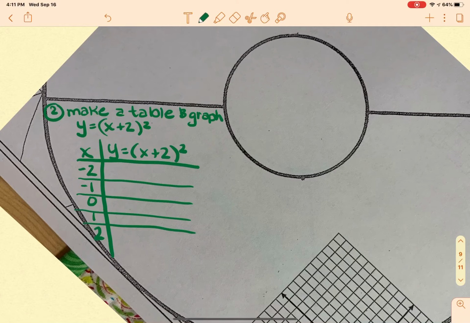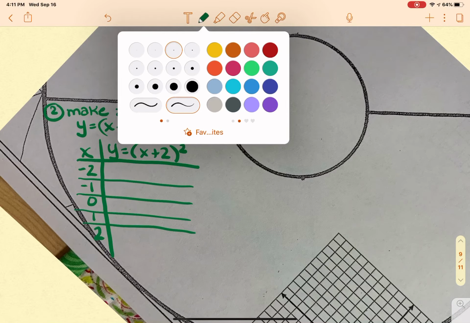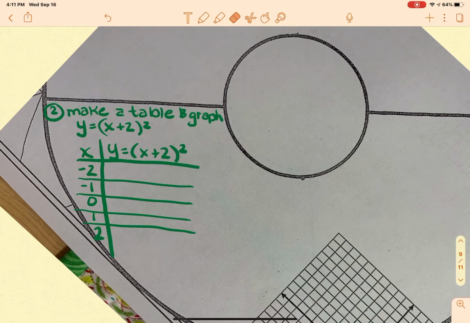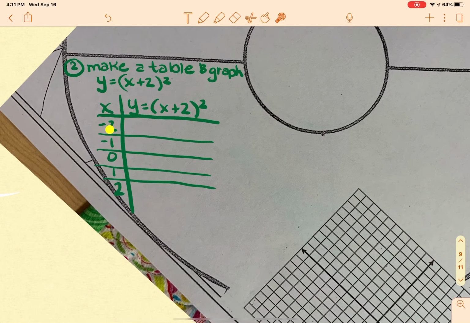And I'm going to put my equation along the top there. Now remember, I'm going to take this number and plug it in here, and I'm going to go one at a time all the way down. So negative 2 plus 2 squared. Negative 1 plus 2 squared. 0 plus 2 squared. 1 plus 2 squared. 2 plus 2 squared.